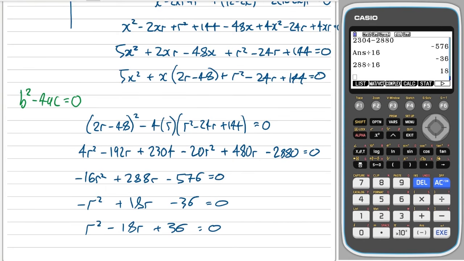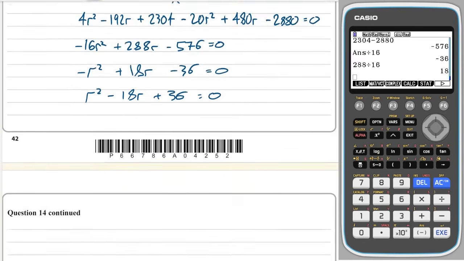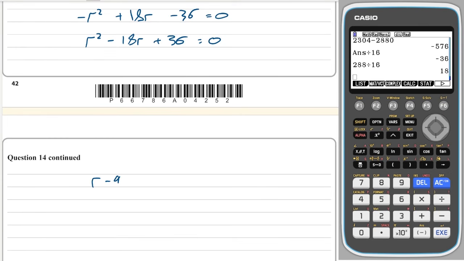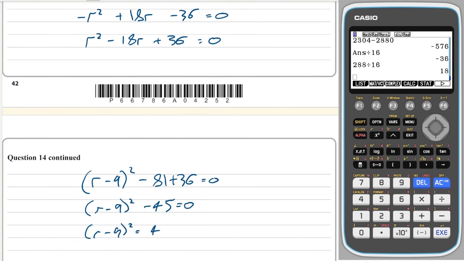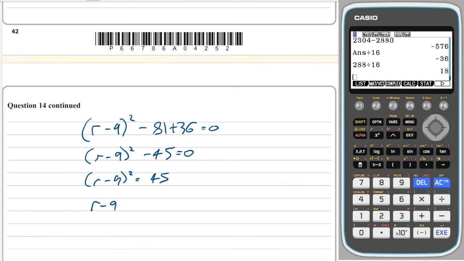And I don't think that does factorize, so instead we will complete the square. We will say that r minus 9 squared minus 9 squared, which is 81, plus 36 equals 0. So r minus 9 squared minus 45 equals 0. So r minus 9 squared equals 45. Square root, we get r minus 9 is equal to plus minus the square root of 45, which is also equal to plus minus 3 root 5. Yep. Add the 9, we get r is equal to 9 plus minus 3 root 5. Beast question.